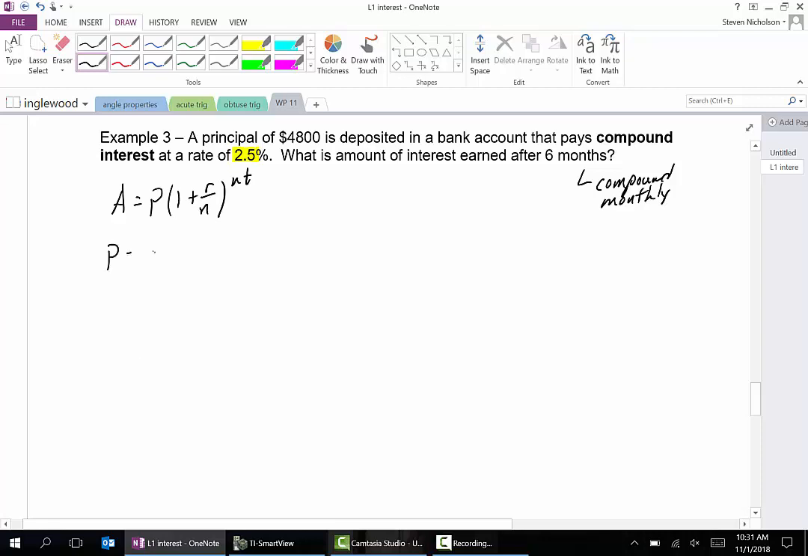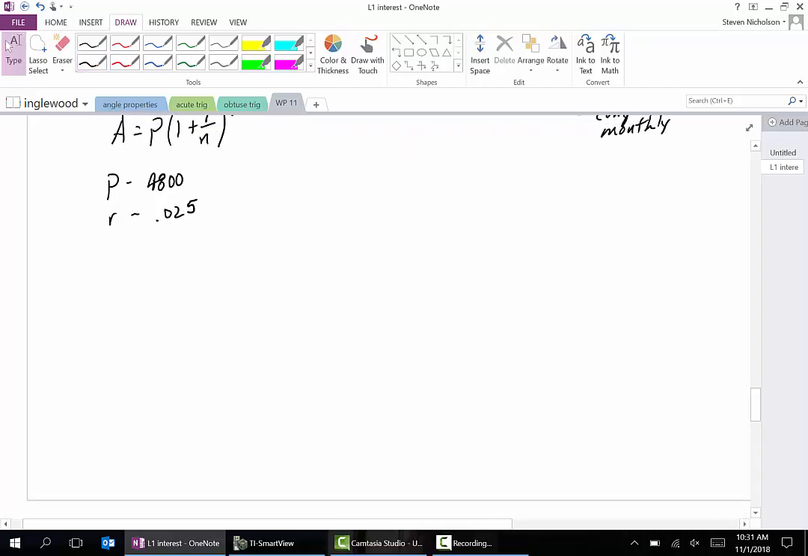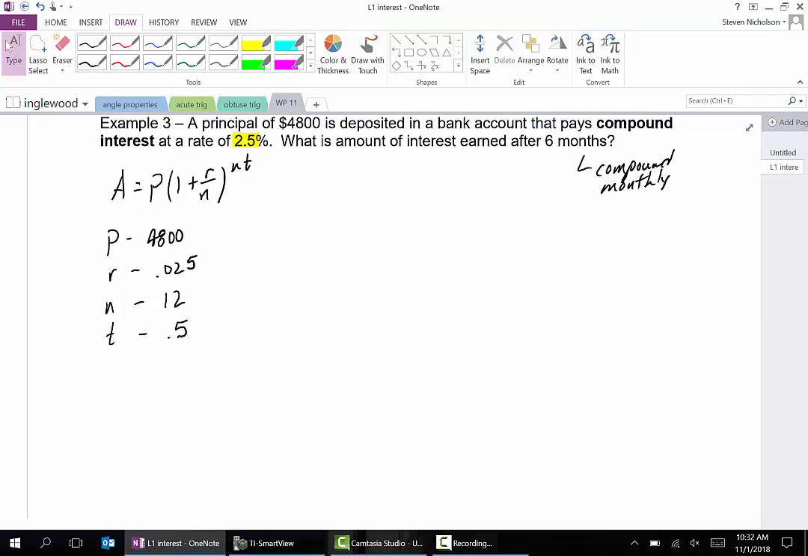So the principal is $4,800. The interest rate is exactly the same as the one above. N is the number of compounds. Well, we're doing it monthly. There are 12 months in a year. And finally, T is equal to 0.5 again. Because again, remember, the units are years.